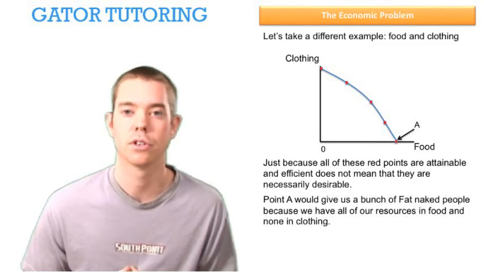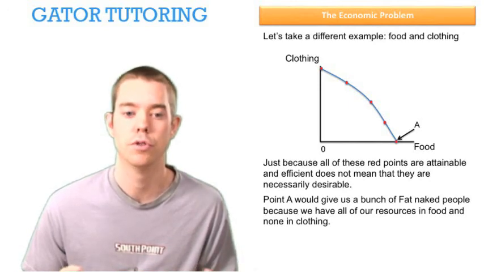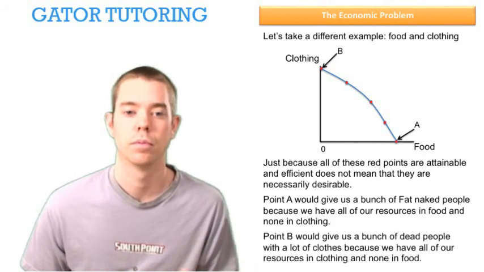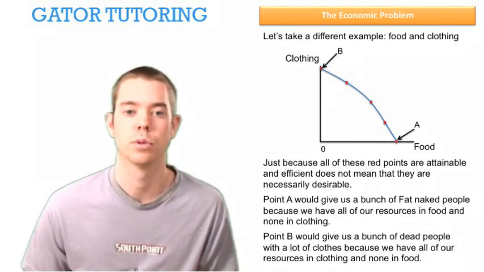Well, this would give us a bunch of fat, naked people because we would be spending all of our resources on food and none of our resources on clothing, and that's definitely not a desirable point. Likewise, point B, well, this would give us a bunch of dead people that were all way too nicely dressed. We'd have a whole bunch of clothing and no food. So we see that even though these points are efficient and attainable, they're not necessarily desirable.